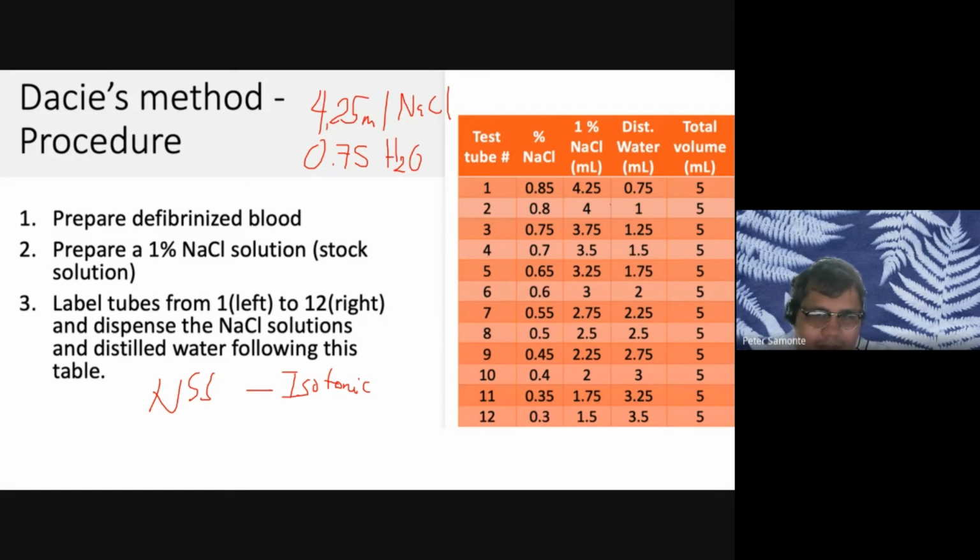But the more water is added, class, it would become hypotonic. The more water you add to NSS, it would become hypotonic. It would cause lysis. Okay? Did you understand why there is no hemolysis in your blank? Because it has a higher concentration of NaCl. It is isotonic, class. But the more you add distilled water, the more it would cause lysis.